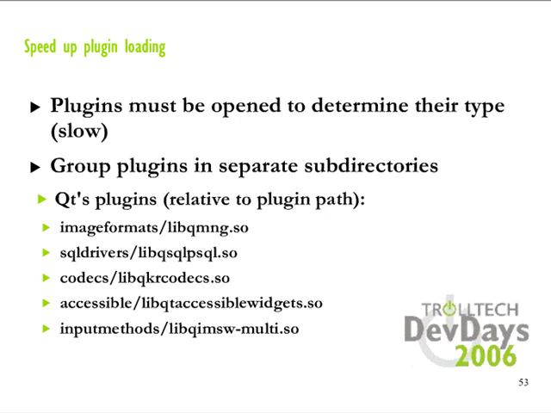If you look at the Qt plugins, they are already in separate subdirectories. And those are always relative to the plugin subdirectory. So if I showed you /plugins/myplugin.so, the same goes for the plugins. You say /plugins/imageformats and then something. So all image formats are in plugins/imageformats. All SQL drivers have their own subdirectory. All codecs, all accessible plugins, all input methods are in a separate subdirectory so that opening and resolving it is a lot faster.